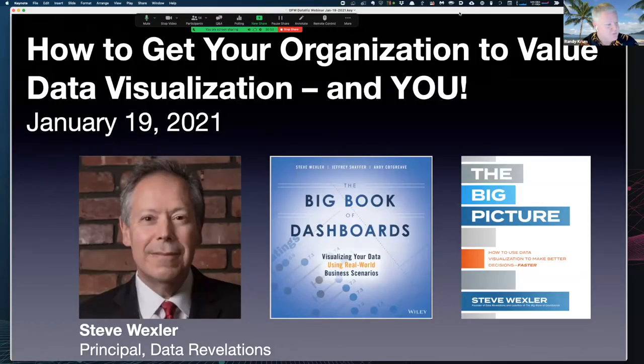Let me welcome Steve Wexler. If you're not familiar with Steve Wexler, let me spend the next 20 minutes giving you his... No, I'm kidding. Steve has his own company called Data Revelations and is known mainly in the Tableau community, but also in the broader DataViz community, and is very well respected. He was one of the co-authors of the Big Book of Dashboards, and has a new book coming out later this year called The Big Picture.